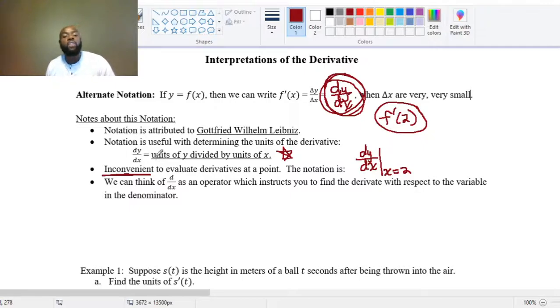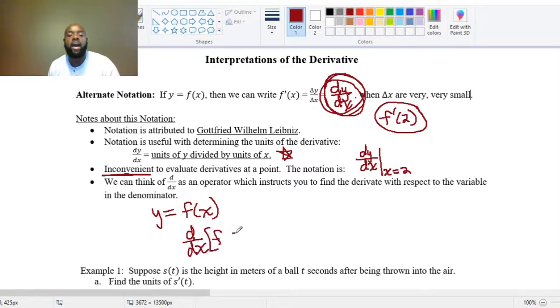You can also think of d over dx as an operator, which instructs you to find a derivative with respect to the variable in the denominator. So let's say we have a function y equals f of x. When I want to find my derivative, I can say I'm going to do the derivative of this function f of x with respect to x. This notation means do the derivative. It's almost like an operator, like adding or subtracting or multiplying or dividing, but we say it's an operator because it's done to a function.